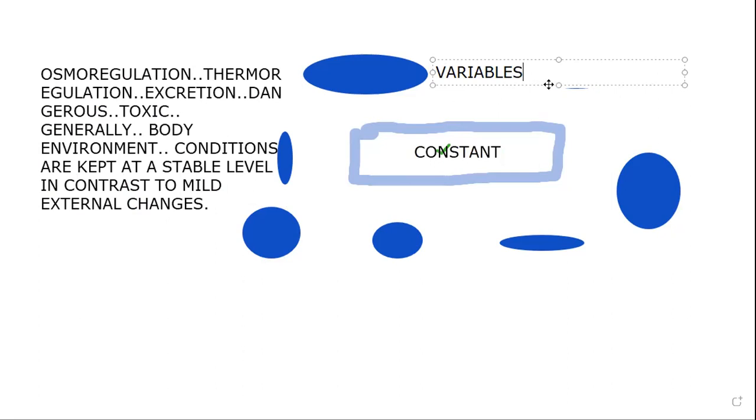And what are the variables? The variables can be temperature. ठीक है, लिखते जाएं. The variables can be water content. The variables can be chemicals.